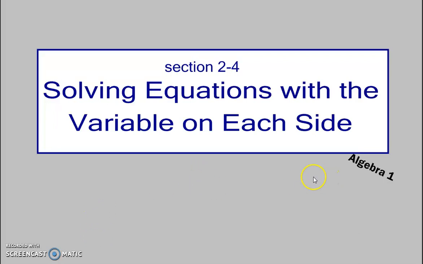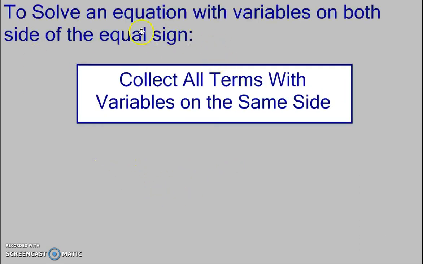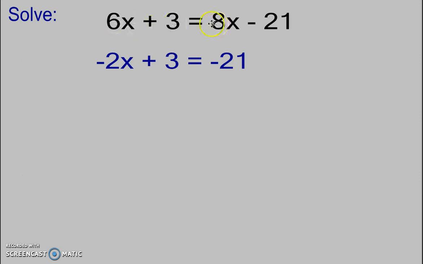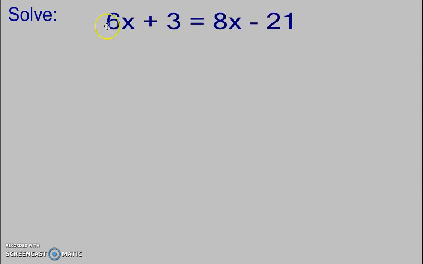Alright, so here we are, Algebra 1, Section 2.4, solving equations with the variable on each side. What you want to do, if you have variables on each side of the equation, is eliminate them on one side, so you collect them all on the same side. So notice, we have them on both sides. You want to eliminate one of those and collect them all on the same side. Now, my recommendation is that you eliminate the smaller one, that way keeping a positive variable term.